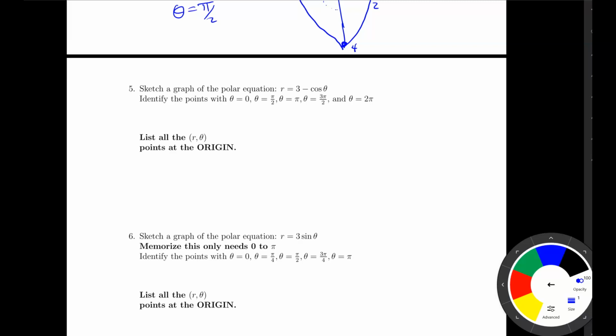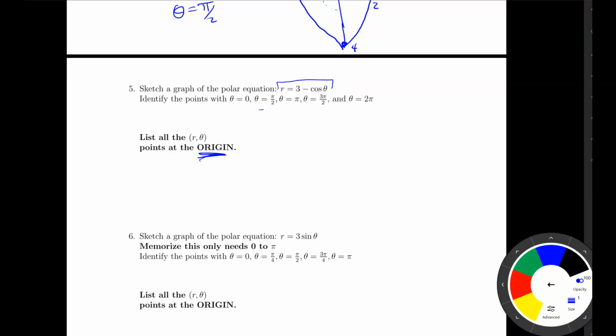All right, so here we've got this graph, r equals 3 minus cosine theta. This is not quite a cardioid, but it's very similar. It's called a limaçon. So it's very similar to a cardioid, and let's investigate these points to see what it looks like. And again, finding out the points where it's at the origin is crucial.